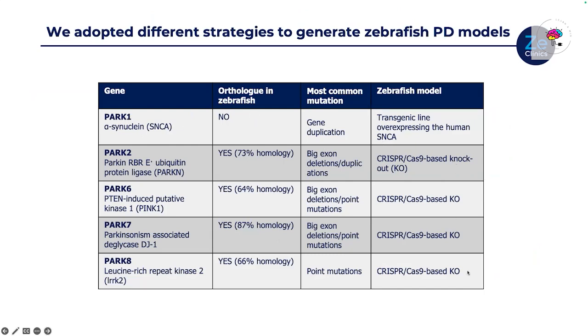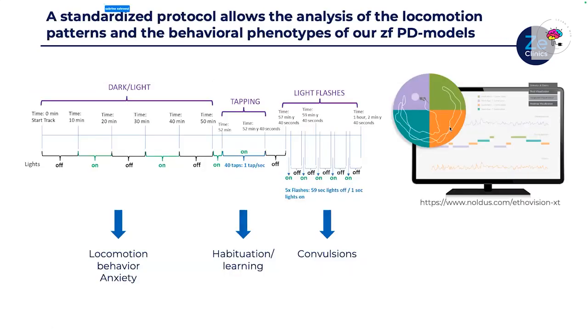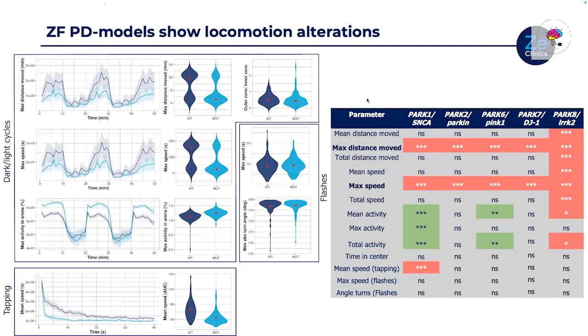So we generated knockouts for all of them, but for alpha-synuclein, which had no ortholog, we generated a transgenic line which is overexpressing the human alpha-synuclein. And then we ran these mutants through a behavior assay. So basically, we use alternating dark and light flashes to analyze locomotor behavior and anxiety. Also, we looked at habituation, doing a tapping on the fish well, and then we also tried to induce possible convulsions with the light flashes.